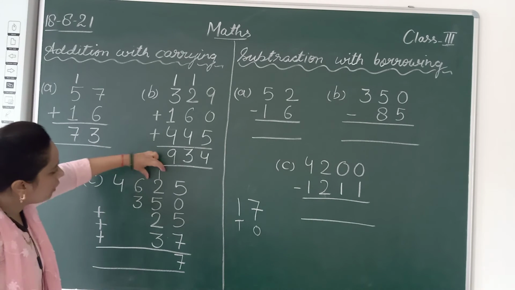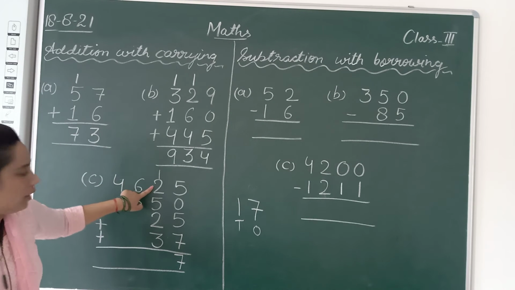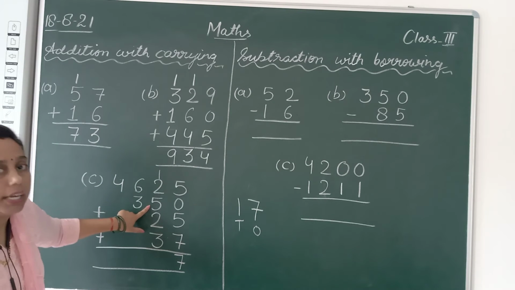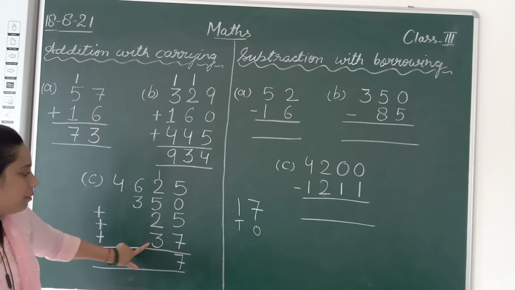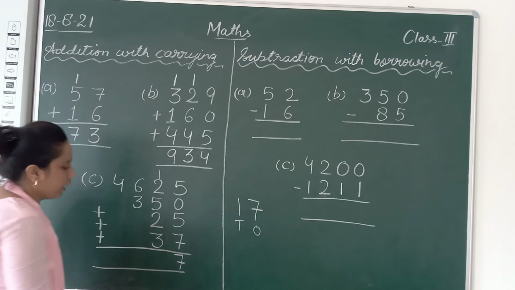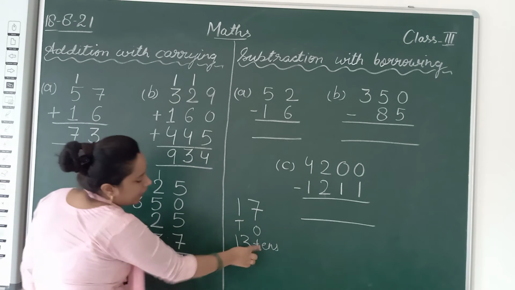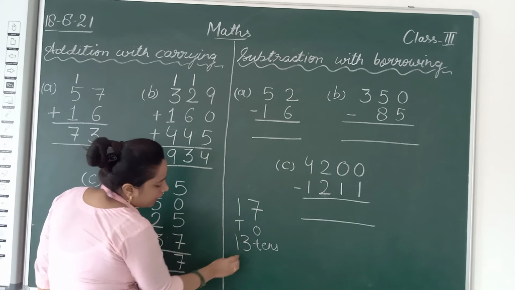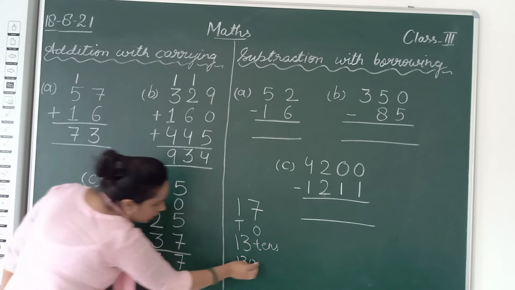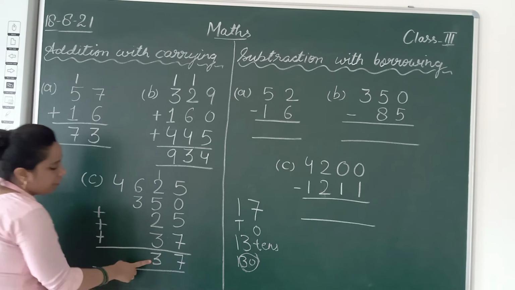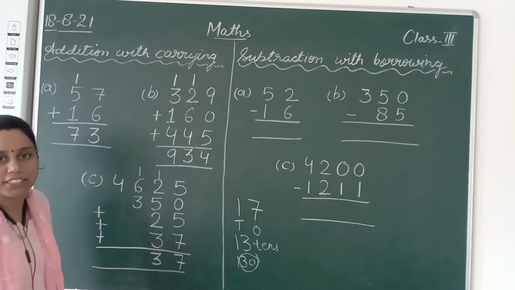Now we will add these tens place digits. So 1 and 2 is 3, 3 and 5 is 8, 8 and 2 is 10, and 10 plus 3 is 13. So again 13 tens. 13 tens means 130. If we write this 130, it means 3 will come at the tens place, and this 1 will move to the hundreds place.